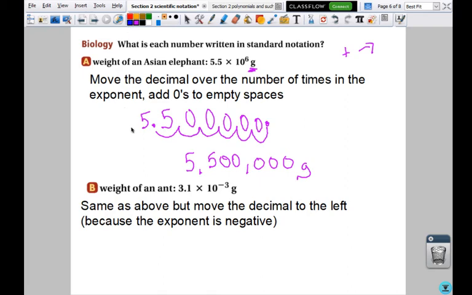Alright, let's try another one this time. I'm going to write the weight of an ant in standard form. It is 3.1 times 10 to the negative 3. So just like last time, I'm going to start with my decimal. But because my exponent is negative, we are going to go to the left.